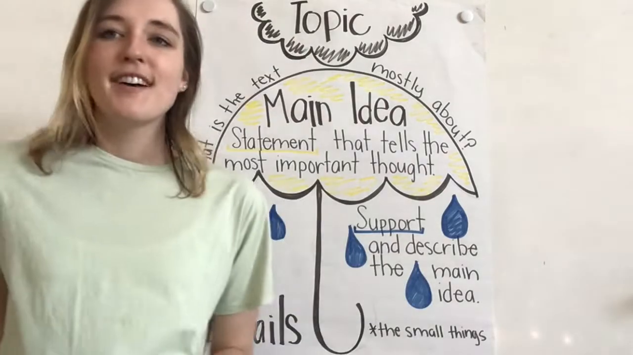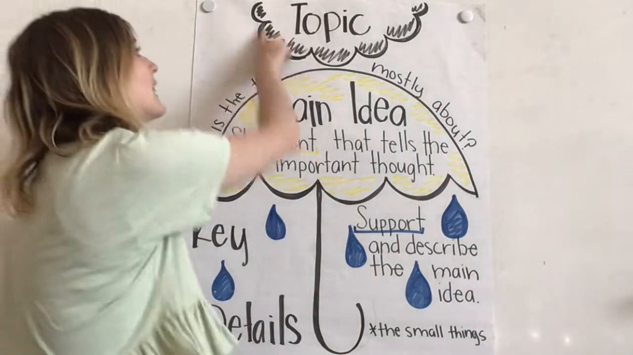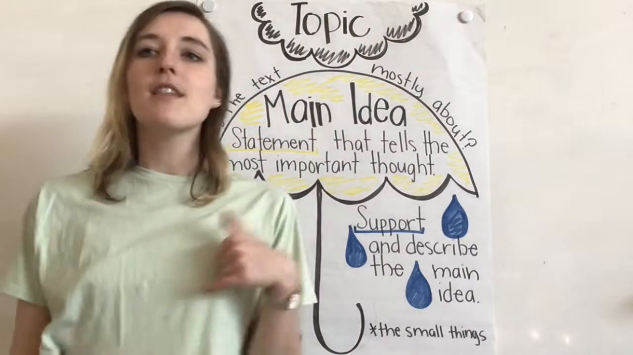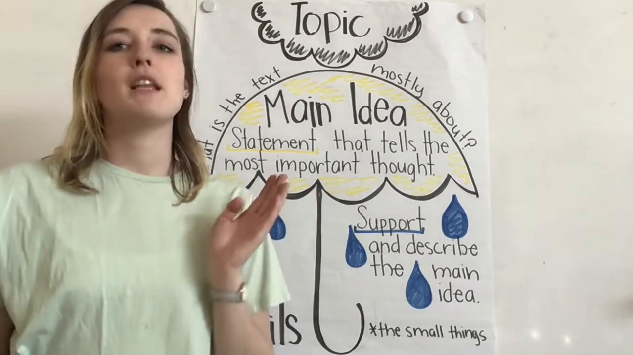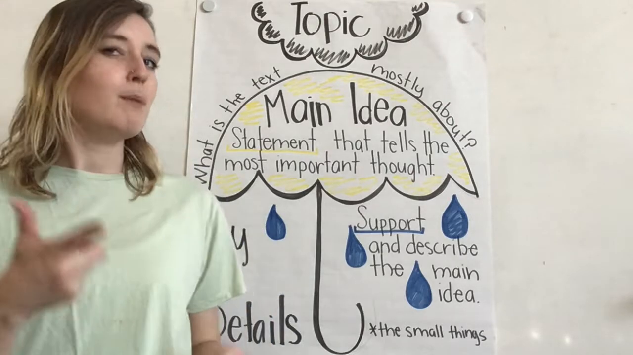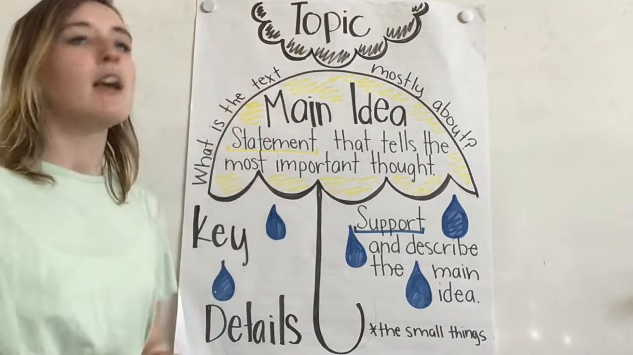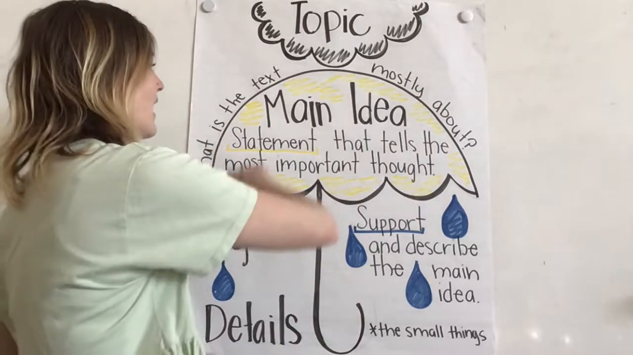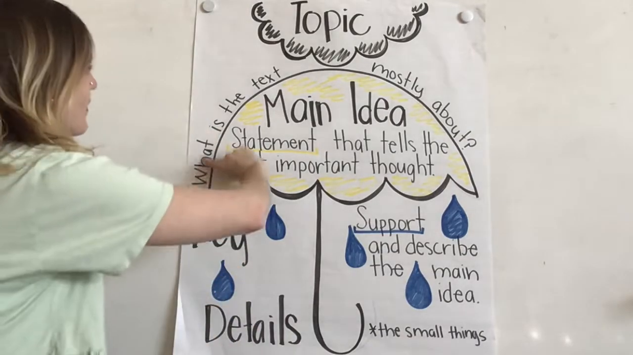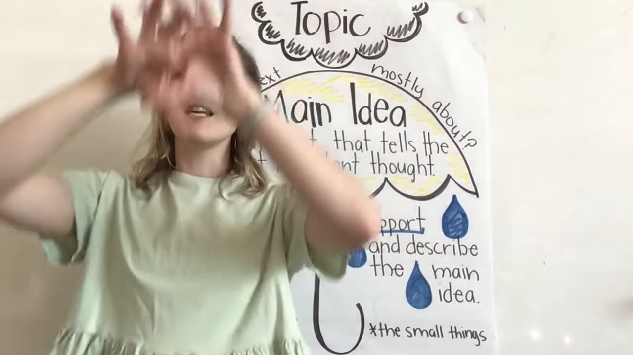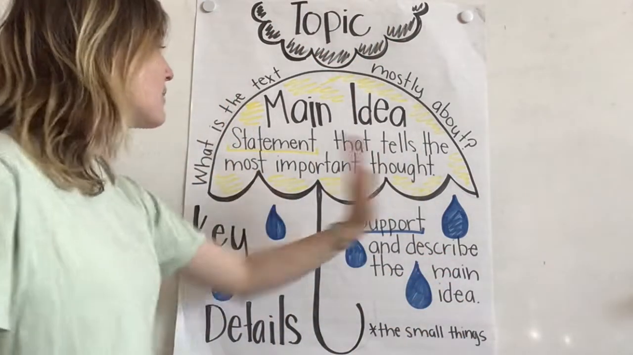Here we go. All right, so when we're talking about main idea, we have a couple of different things. The cloud up here represents the topic. That's the thing that you are going to be learning about. You're either going to be learning about it in a story or in an informational text. Today we're going to be doing informational. So your topic is what the thing is about. Then we have the main idea. The main idea is the nice little umbrella that I've drawn. The main idea is what the text is mostly about. It is everything that the text is about. It's a statement that tells the most important thoughts.